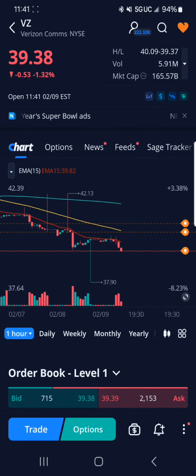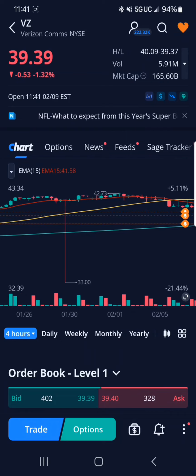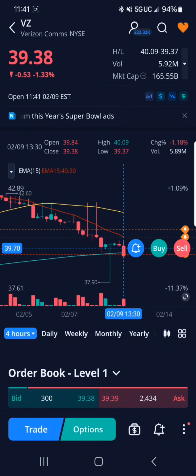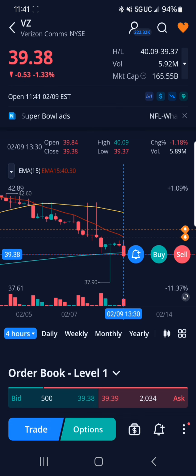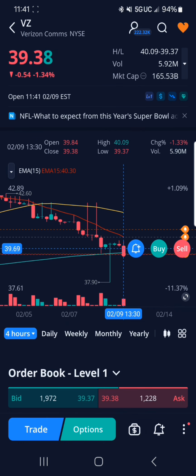So yeah, it's looking like I misjudged this one. I thought that it was going to be a nice little bounce off the 180, bounce right up, but it did have a bounce. Maybe I just missed it, because if I would have got in right here at 39.30, there was a move to 39.90. So it's possible I just got in a little late and missed it.